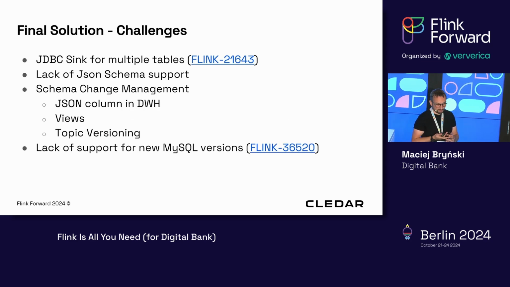So what are the problems in this final solution? Some of them are resolved, and I already mentioned that we created this JDBC sink for multiple tables. Some of them we resolved on our own. We reached a compromise with the microservices team that we'll be using JSON schema on Kafka as a format. So we needed to add JSON schema support to Flink as a separate format.